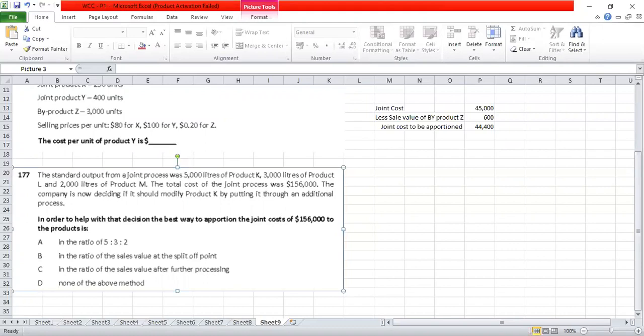The standard output is given. The joint process was 5,000 liters, 3,000 liters, and 2,000 liters. The total cost of the joint process was 156,000.